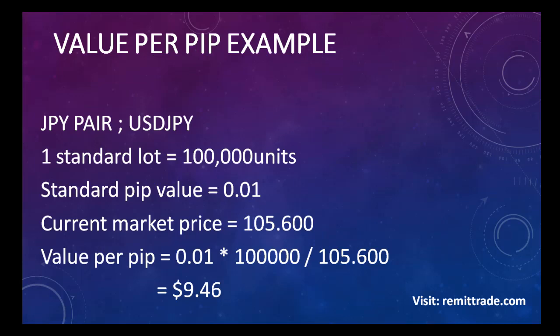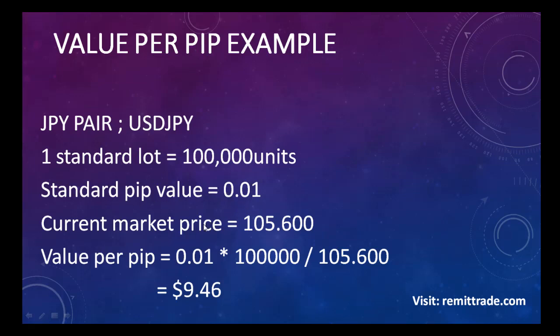So we'll consider the JPY pair, which is in this case USD JPY. Now, for USD JPY, let's say, for example, we are using a standard lot. That's one standard lot. As we all know, in Forex, one standard lot is equal to 100,000 units of the base currency. And for the JPY pair, the standard PIP value is 0.01.